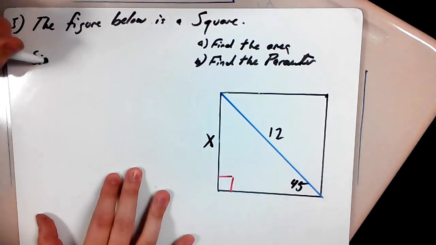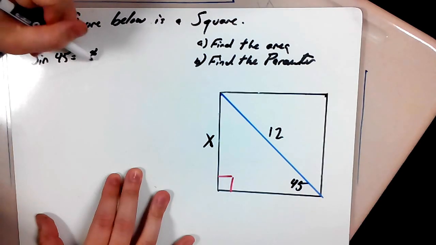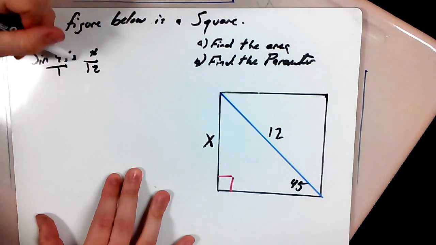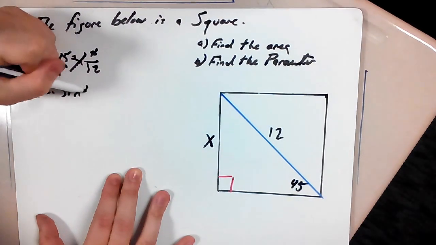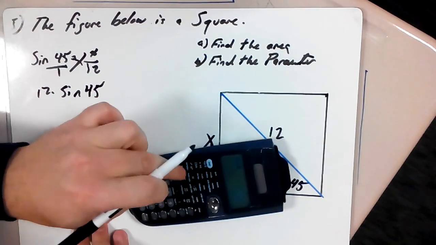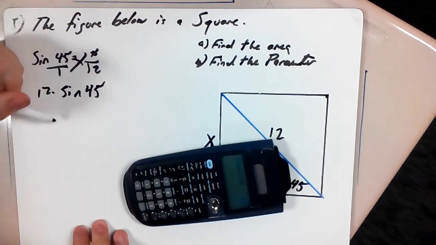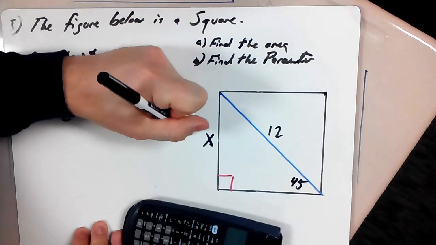So I'm going to use sine 45 equals x over 12. I'm going to cross multiply and get 12 times sine 45. Okay, 12 times sine 45 equals 6 square root 2. So that means this side is 6 square root 2.